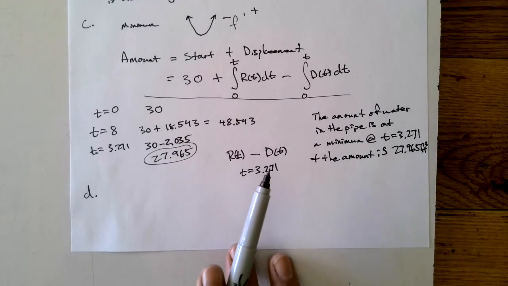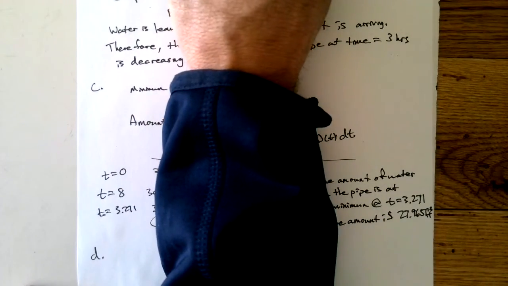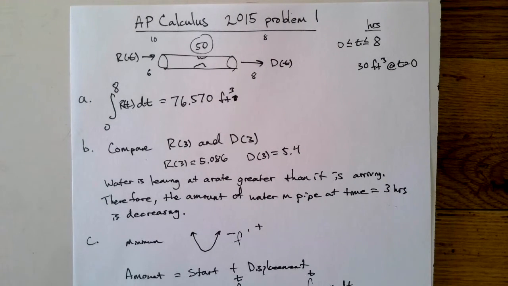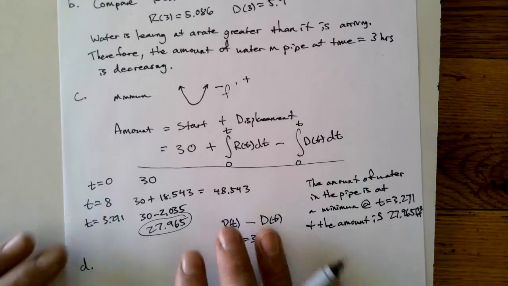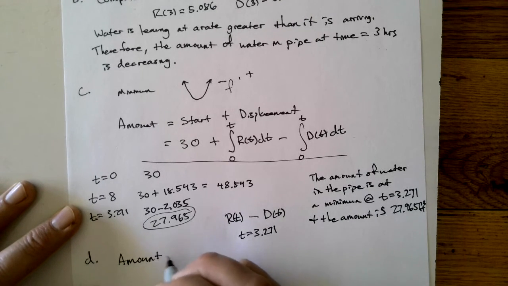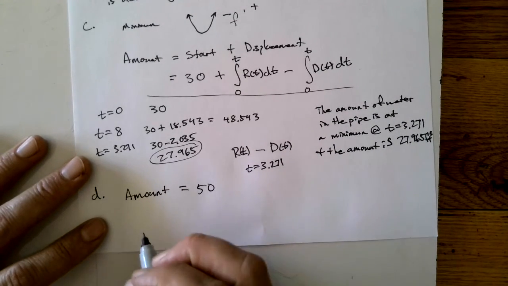Question D says, the pipe can hold 50 cubic feet of water before overflowing. So at max 50, okay? At maximum 50, then it's going to fall apart, okay? For time greater than 8, water continues to flow into and out of the pipe at the given rates until the pipe begins to overflow, right? But do not solve an equation involving one or more integrals that gives a time W when the pipe will begin to overflow. Well, we're wondering when the amount is equal to 50. When is the amount equal to 50?